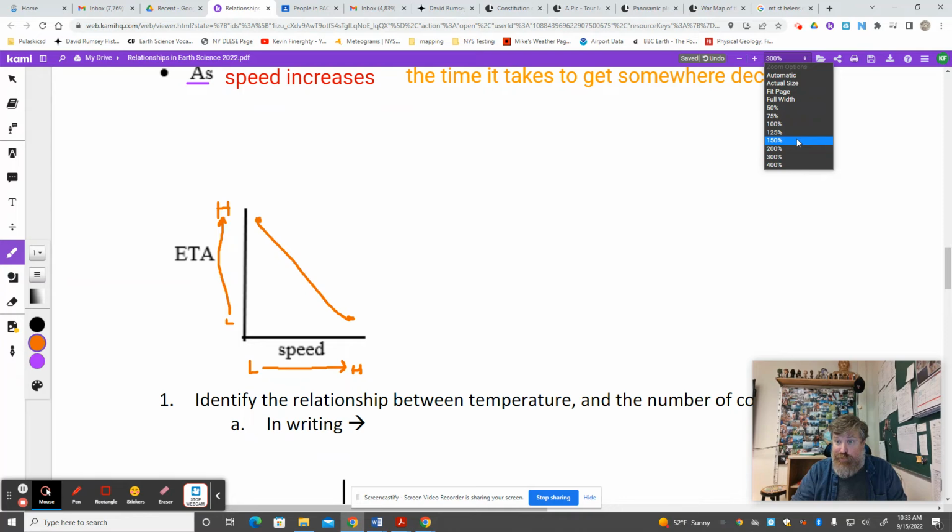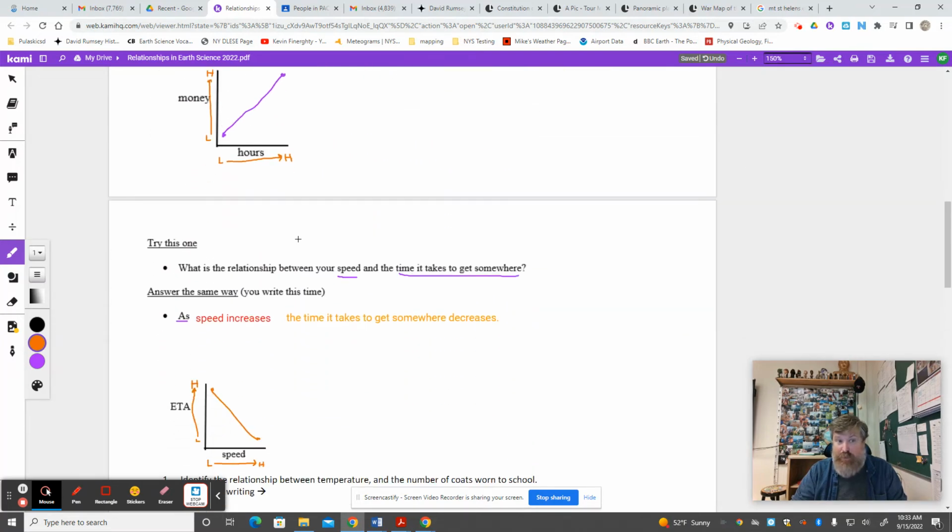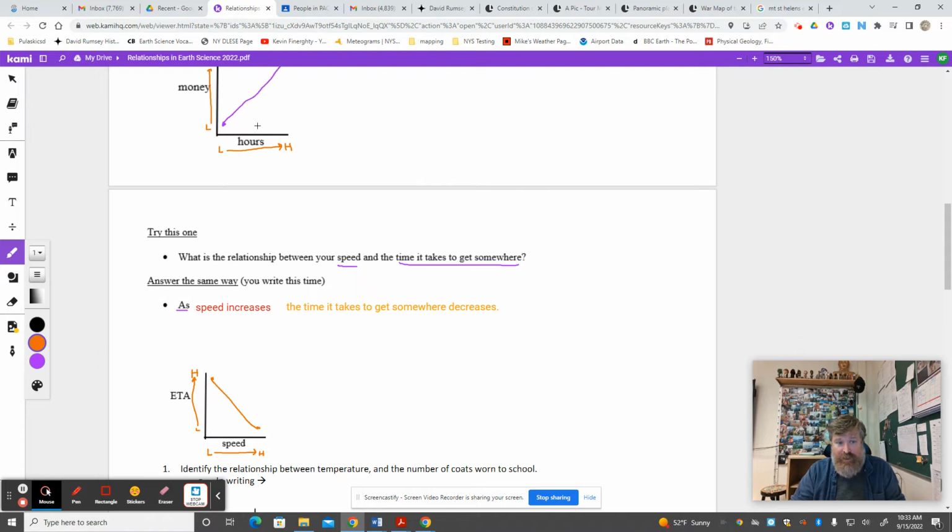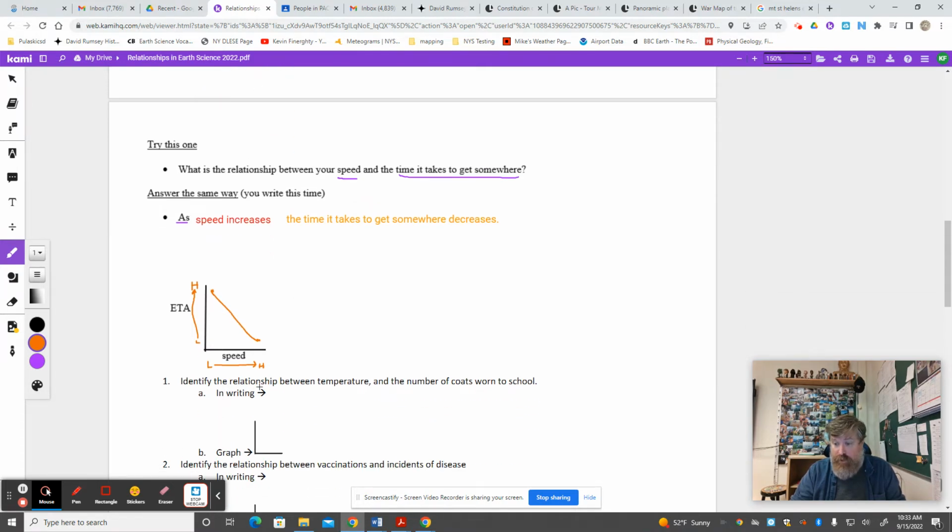Those are the basic two that you're going to see in neuroscience for the most part. Either the two variables, one increases the other, that's what this graph looks like, or the two variables, the one going up decreases the other. That's what this looks like.